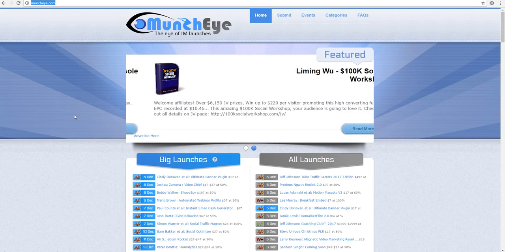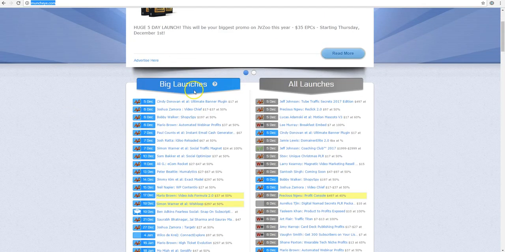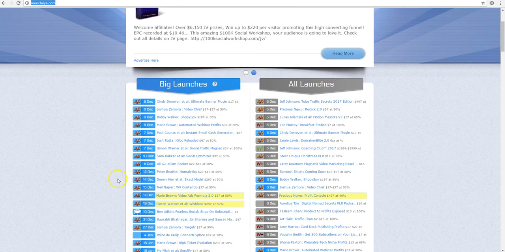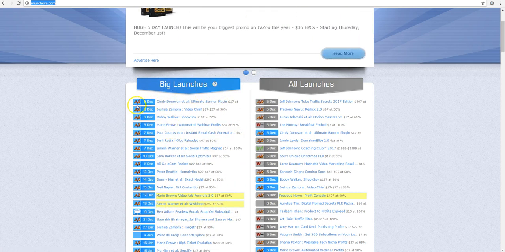Okay, so to start off, there are two kinds of launches here, big launches and all launches. Big launches are from reputable vendors. They have had successful launches in the past, that's why they are placed here in the big launches. And all launches are a mix of regular launches and big launches.